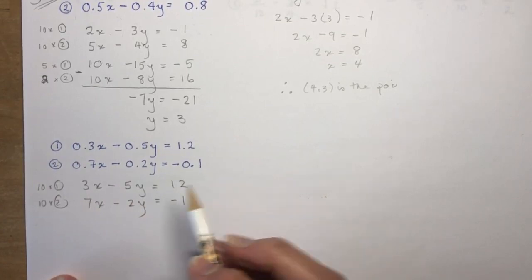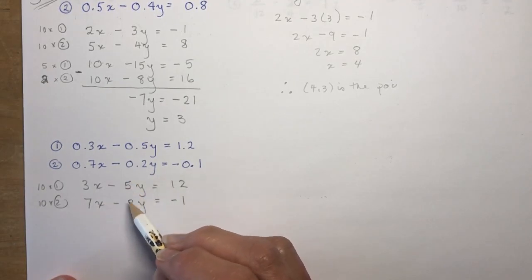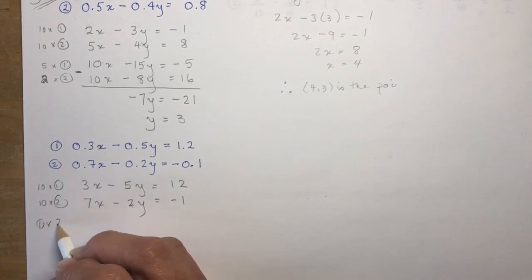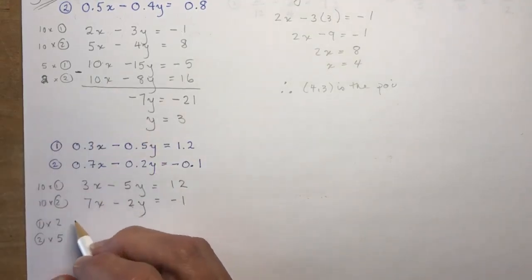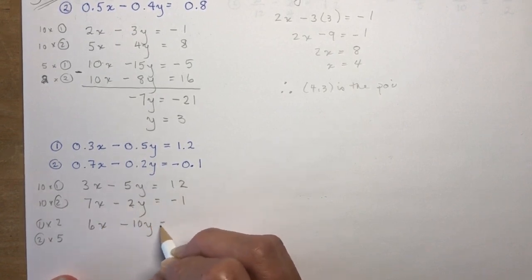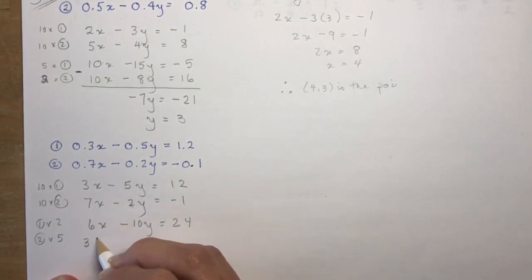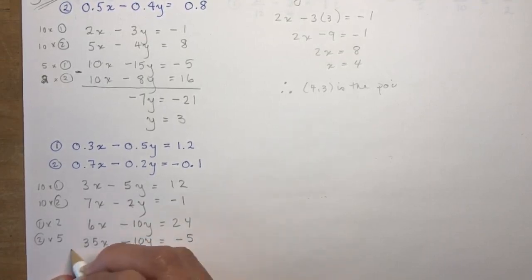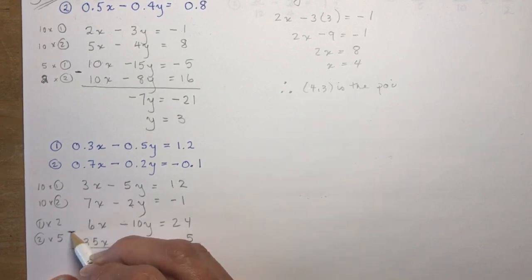Now look how easy it is. So which one do you want to get rid of? Well, I guess the smallest one would be to make these both 10s, right? So I'm going to do equation 1 times 2 and equation 2 times 5. Note I wrote it the opposite way, but it doesn't matter. It still works. 7x minus 10y equals 24. So everything times 2. Don't forget everything. And 5 here, that's going to be 35x minus 10y equals minus 5. And we have the same sign here. They're both minuses. So I'm going to subtract again.